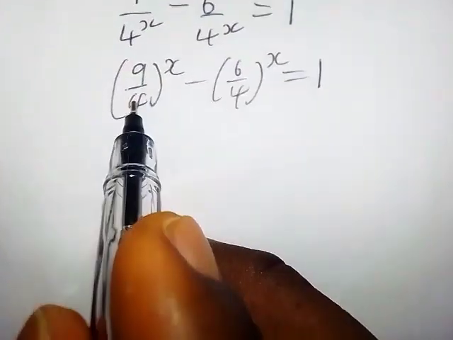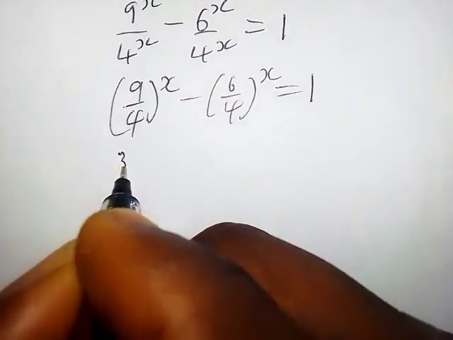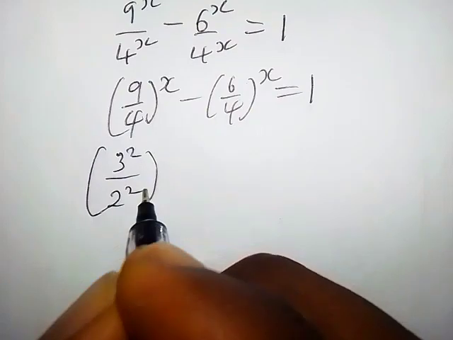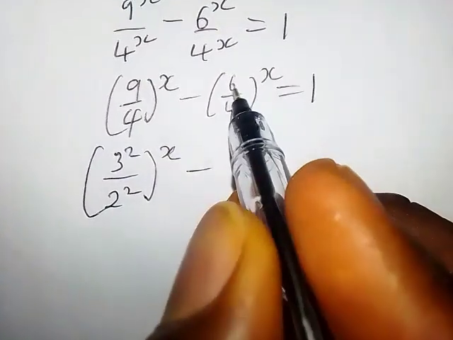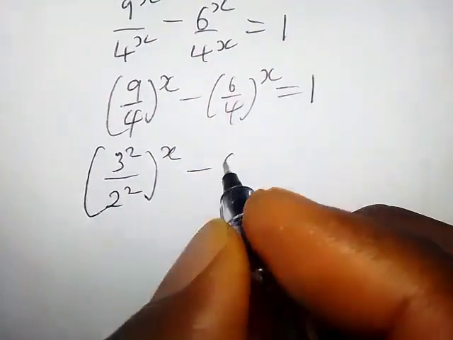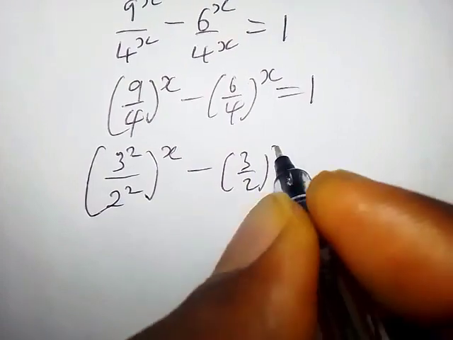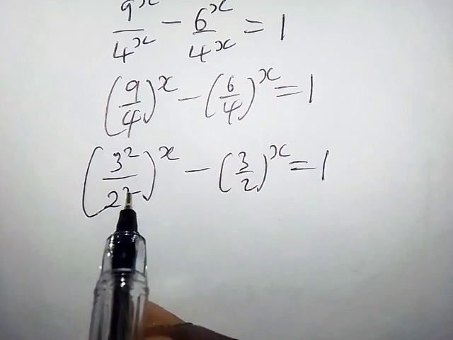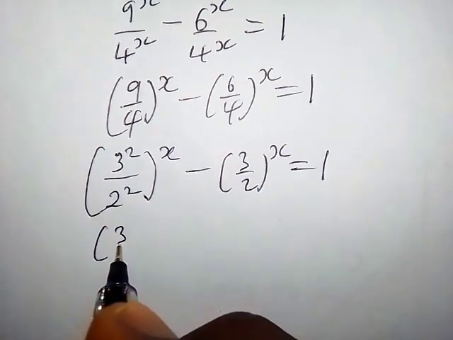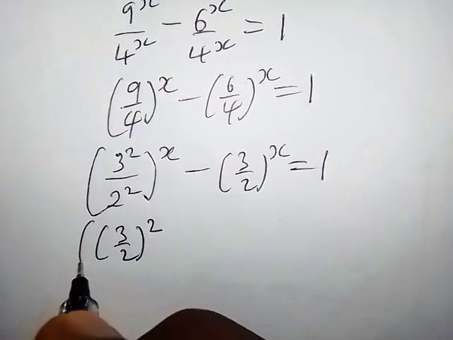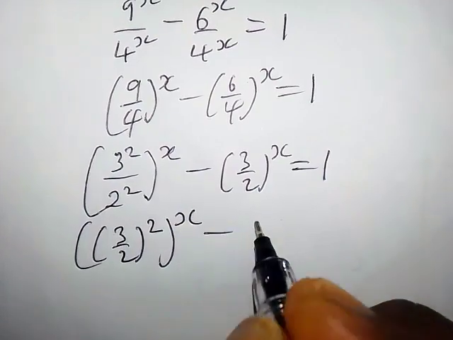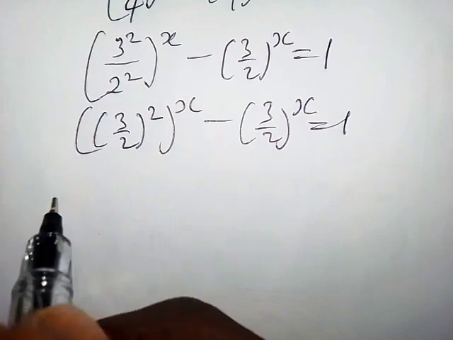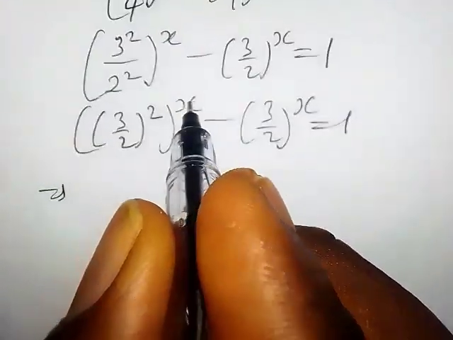So let's simplify this. 9 can be written as 3 squared, likewise 4 as 2 squared, raised to power x minus. So 6 divided by 4 can be written as 3 over 2 raised to power x equals 1. So in this case, we are going to pull out the power 2. So we're going to have 3 over 2 raised to power 2 times x minus 3 over 2 raised to power x equals 1. So the next step is that we are going to switch this x and 2.